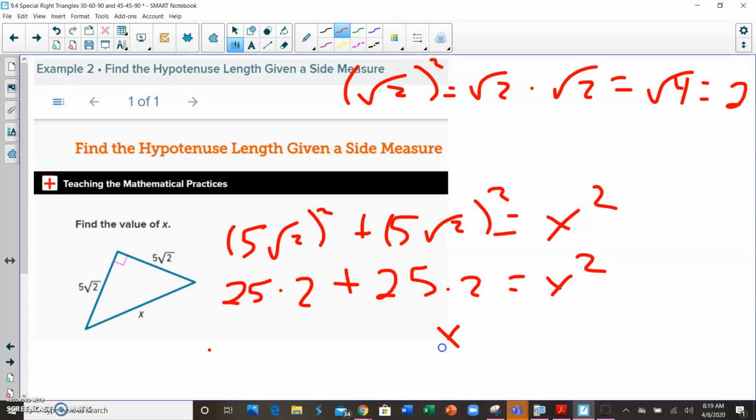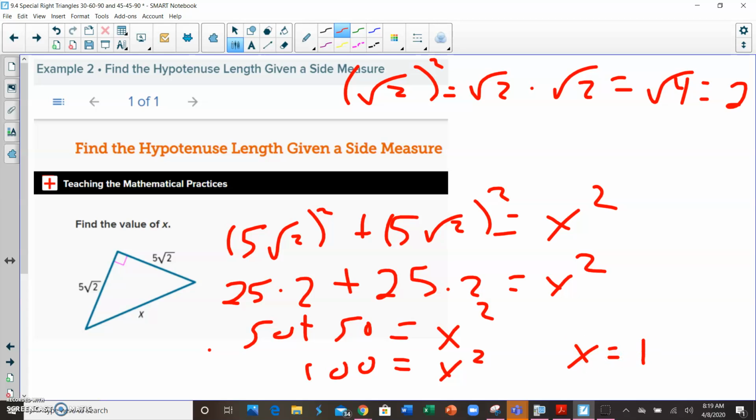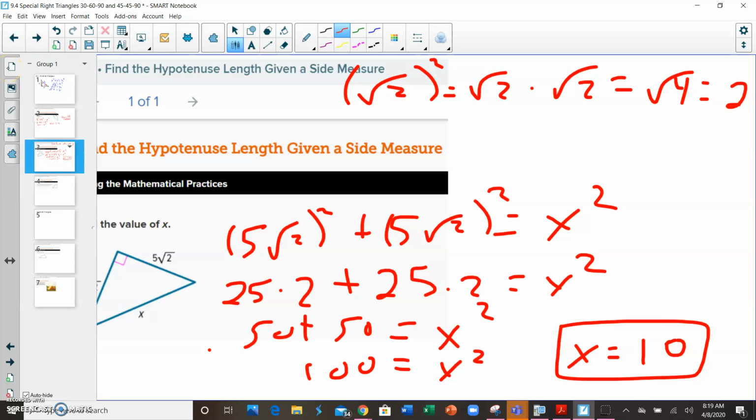So then we're going to get x squared is equal to 50 plus 50. So 100 is equal to x squared. So that one's very easy. The square root of 100 is 10, and that is your answer. And I'll show you a different way to do all these 45, 45, 90s on Tuesday.